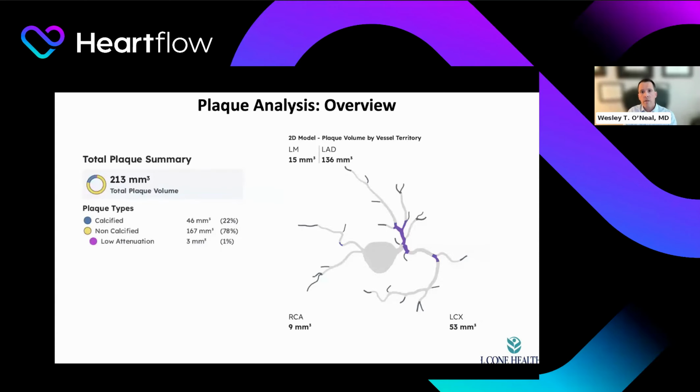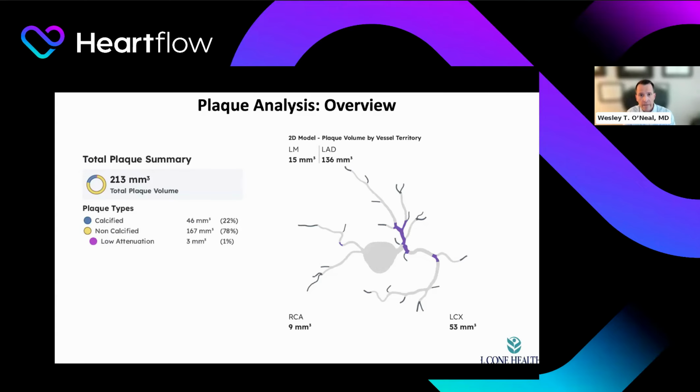So this is what the HeartFlow next generation plaque analysis looks like. Dr. Parikh will go into that further on how it looks from an interactive standpoint, but this is the overview you get with the software. You get a total plaque summary, and for this patient, he had a plaque volume of 213. It gives you a breakdown of calcified and non-calcified plaque.